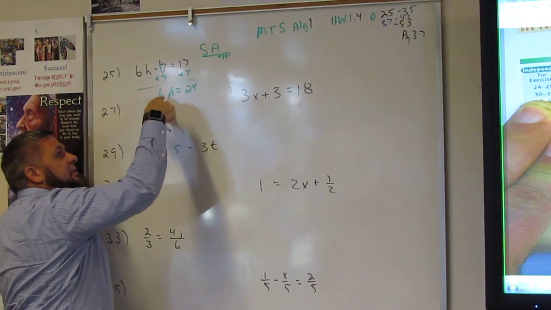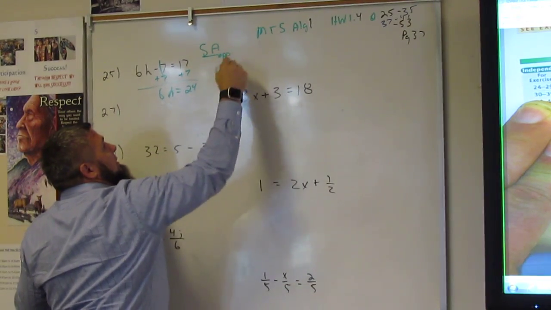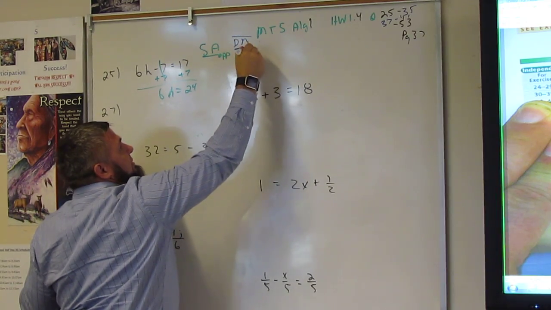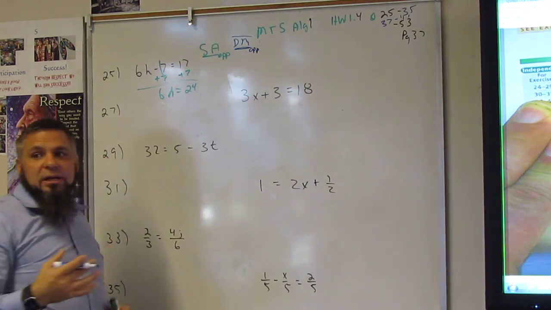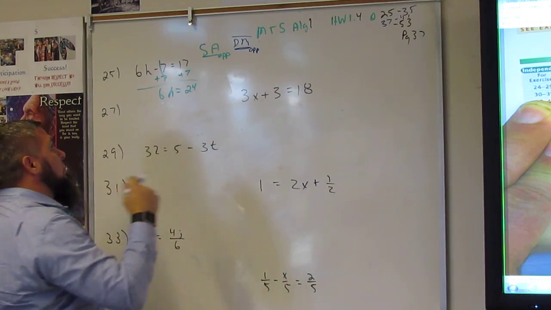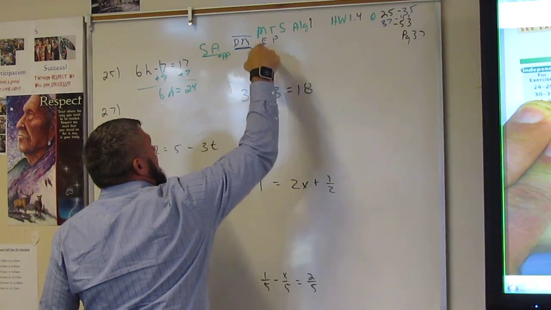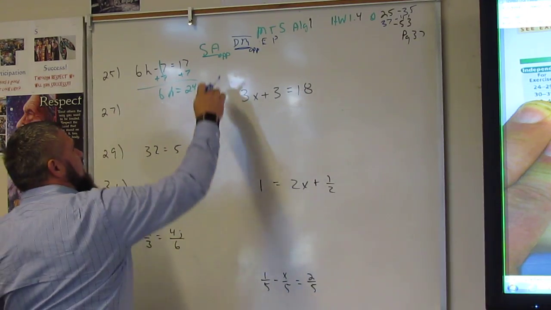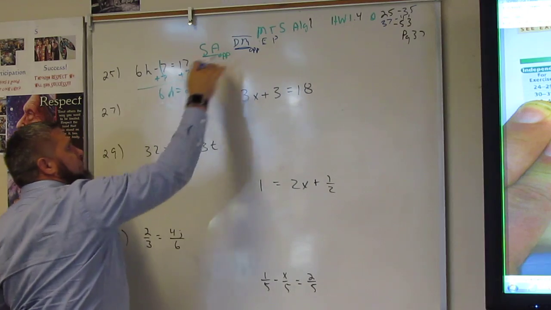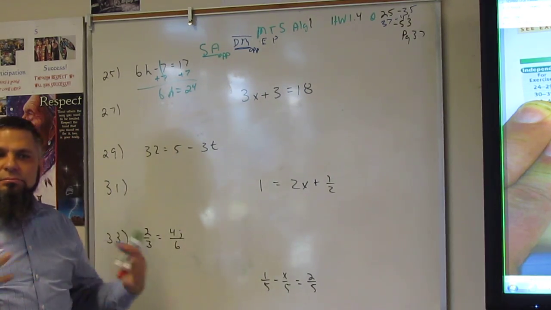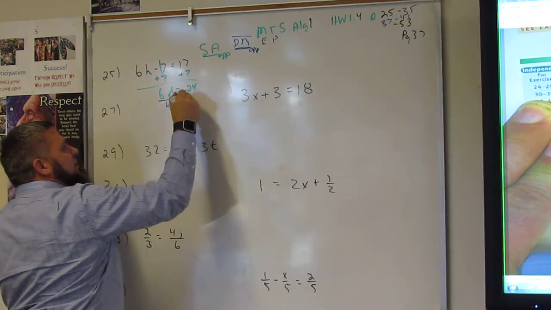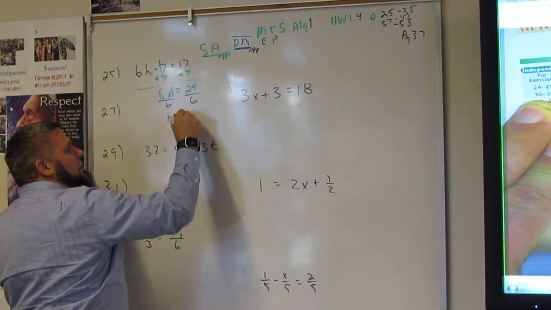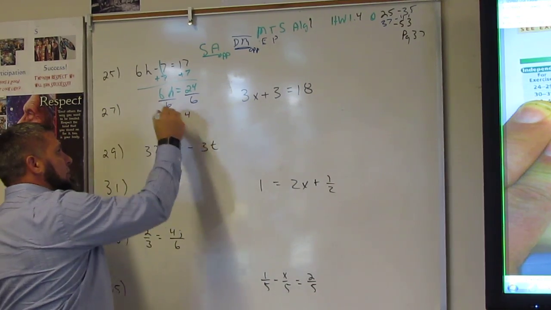I have six times. Remember, SADMEP. D, M, they're together. They're hooked. Opposite. SADMEP. We'll deal with exponents and parentheses later. But we're just doing SA, boom. DM. What's opposite of times 6? Divide. So divide by 6, what I do to one side, I do to the other. H equals 4. And that's it. You're done.